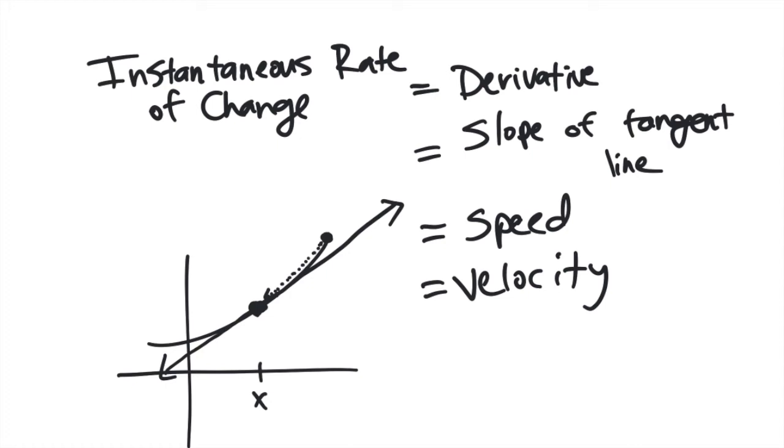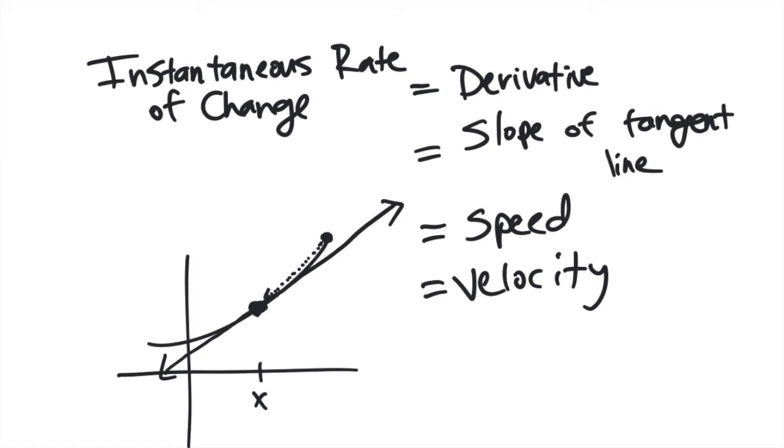I say this because you might see one problem in your book that says, what's the instantaneous rate of change? The very next problem will say, what's the speed? The next problem will say, what's the derivative? The next problem will say, what's the slope of the tangent line? All of those are asking exactly the same question.